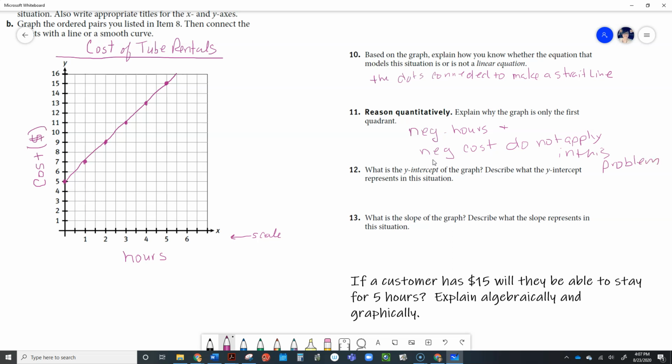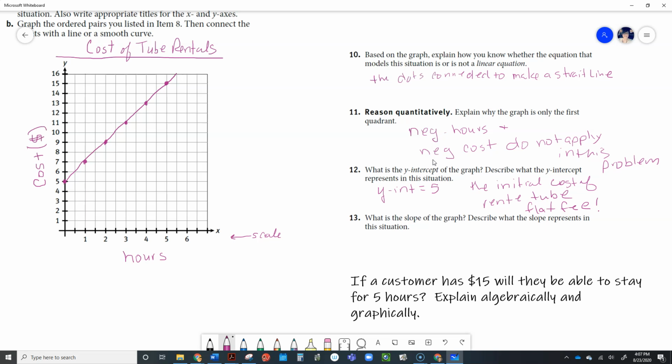Okay, what is the y-intercept of the graph? Well, that's where the line crosses the y-axis. So the y-intercept is 5. Describe what the y-intercept represents. The initial cost of renting the tube, or if you put the flat fee, that's totally okay and acceptable too.